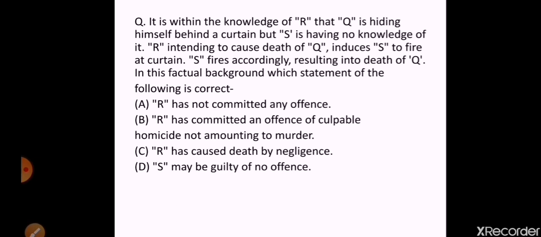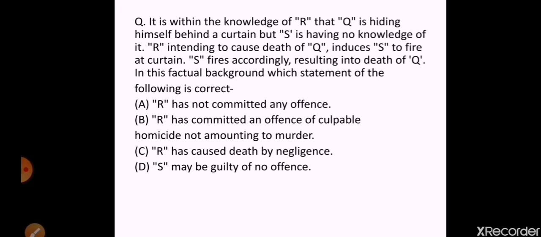It is within the knowledge of R that Q is hiding himself behind a curtain, but S has no knowledge of it. R, intending to cause death of Q, induces S to fire at the curtain. S fires accordingly, resulting in the death of Q. In this factual background, which of the following statements is correct? So you have to see the options carefully.